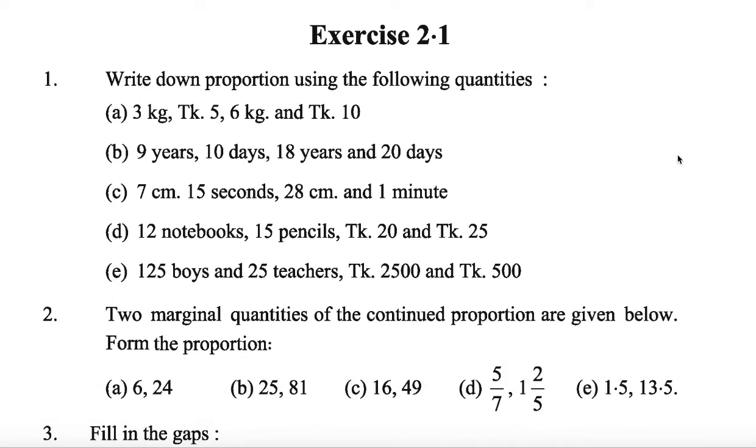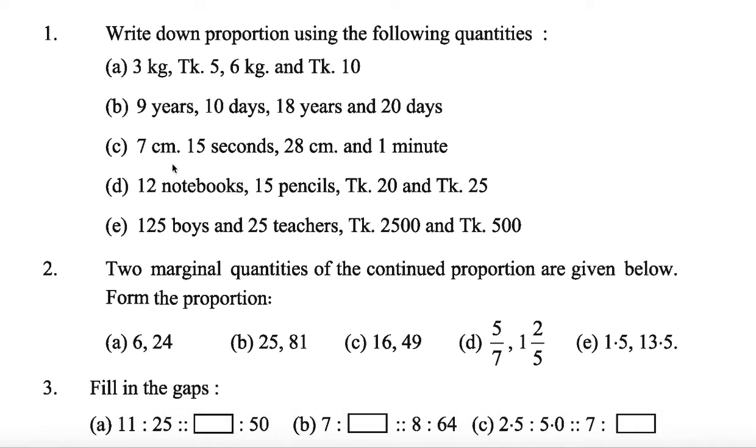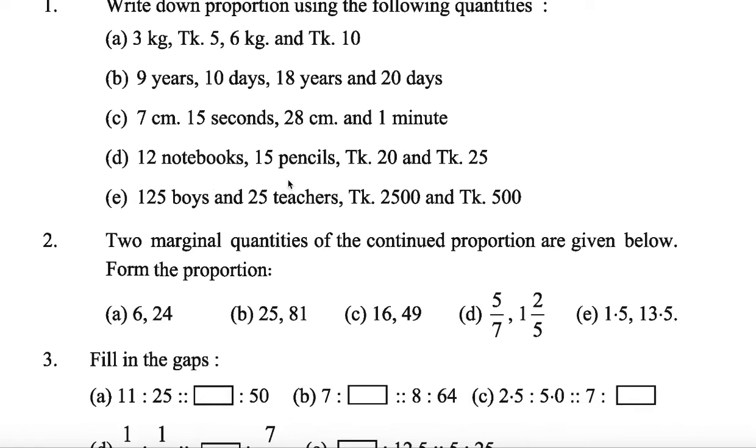So we quickly come to exercise 2.1. Without much hurdle. Write down the proportion using the following quantities: 3 kg 5 taka, 6 kg 10 taka. 3 is to 5, double is 6 is to 10. 9 years 10 days, 18 years 20 days. This is also the same. 9 is to 10, double is 18 is to 20. 7 cm 15 seconds, 28 cm 1 minute. Okay, same. This is also a proportion.